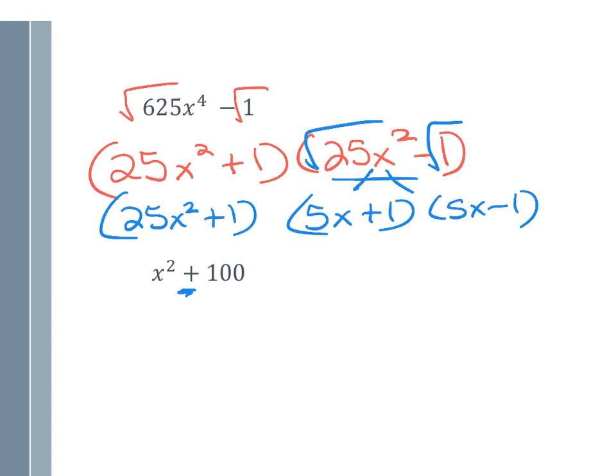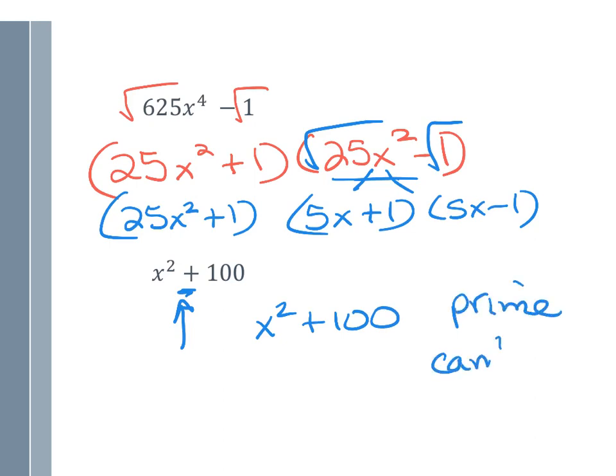Notice it's x squared plus 100. Because this is a plus sign and not a subtraction sign, I cannot factor that. So you would either tell me it can't be factored, you could just rewrite the problem, or you could also write that it's prime. Okay, so there is no such thing as the sum of two perfect squares.